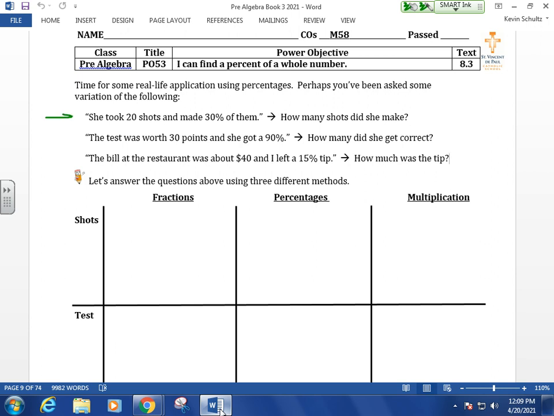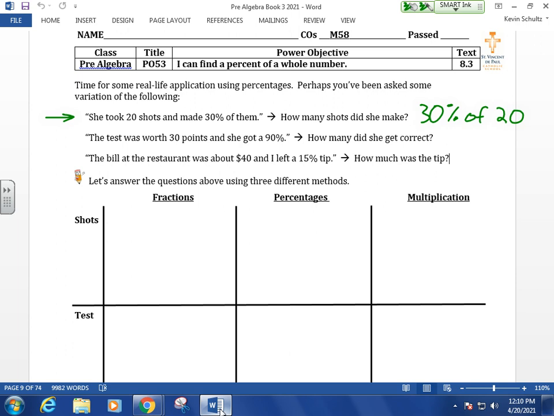First one. She took 20 shots and made 30% of them. Those of you that follow sports and follow stats, 30% of 20 shots, well, how many shots is that? The question we're asking here is how many shots did she make, right? And we can answer that by finding 30%, put my percentage first here, 30% of 20. That's what we're asking for here.